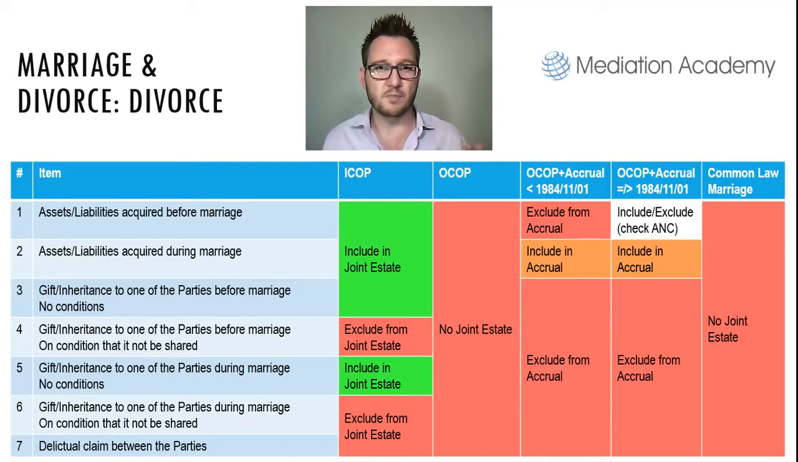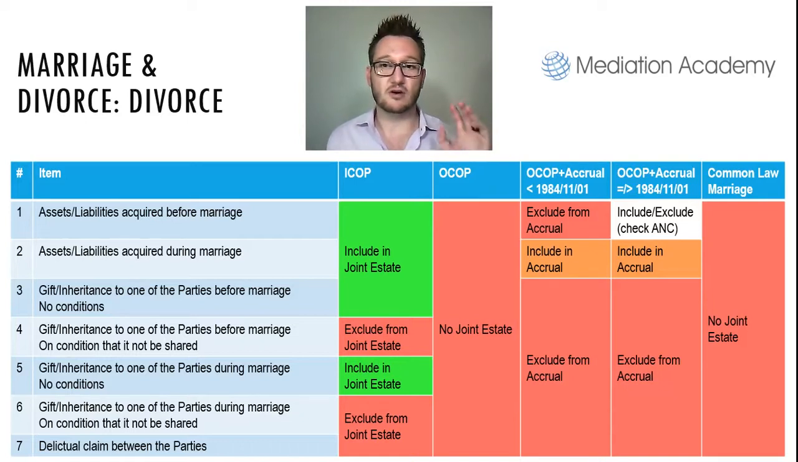So regardless of which marital property regime the parties are married under, they have complete freedom to make their own decisions as long as both of them agree to it. Okay. Moving on to number 3, out of community of property, subject to the accrual system before 1st of November 1984. Any assets or liabilities that the parties got or got themselves into before the marriage is necessarily excluded from the accrual. The only thing that's going to be considered is whatever assets or liabilities they acquired during the time that they were married.